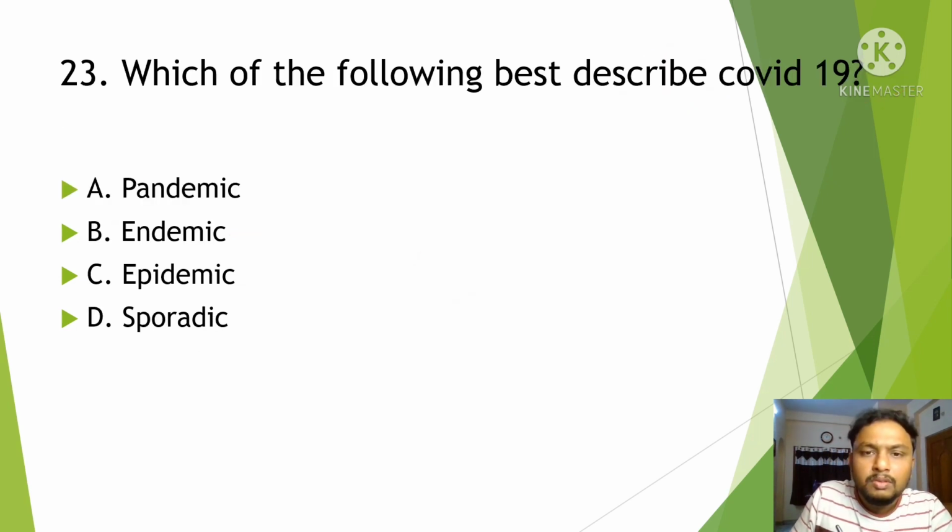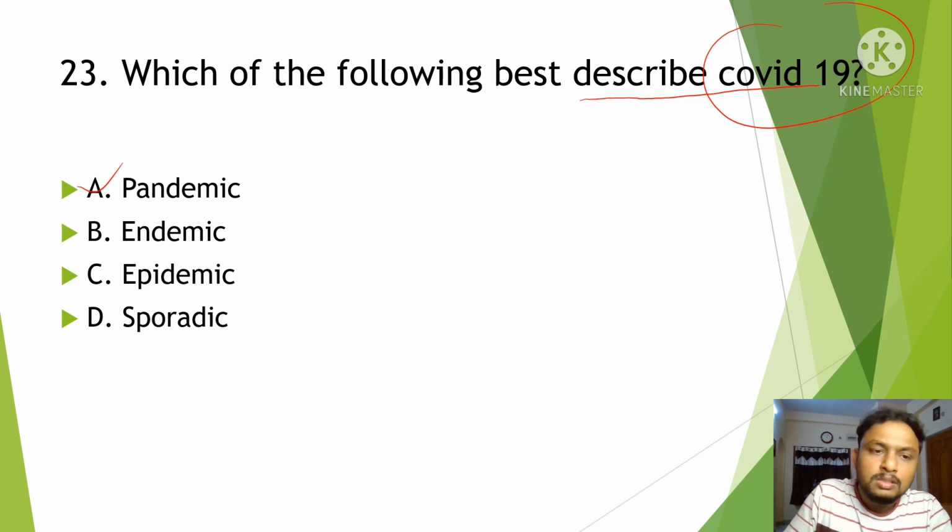Which of the following best describes COVID-19? Options are pandemic, endemic, epidemic, and sporadic. You can write this answer also. Write your answer in the comment box first. This is very common now. We are living in the pandemic. Okay, COVID-19 is a pandemic.